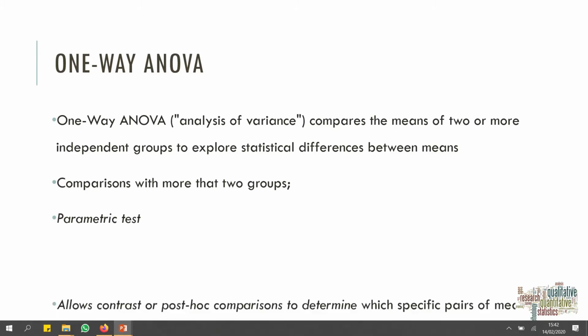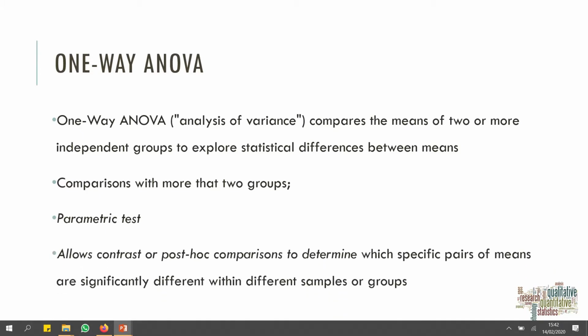And One-Way ANOVA allows post-hoc comparisons to see which specific pairs of means are significantly different within different samples or groups, okay? We can test more than 2 groups and then we can compare specifically which differences are between each means of different groups. We can pair specific groups to see if there are statistical differences between means, okay? So, if we have 3 groups, for instance, we can compare these 3 groups, okay?